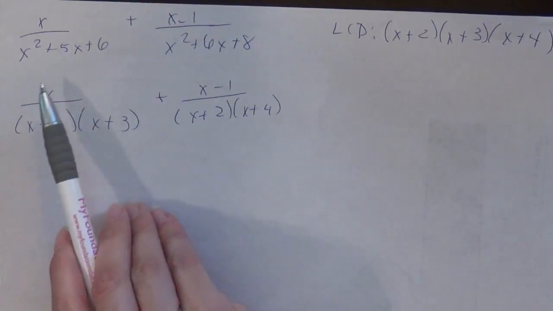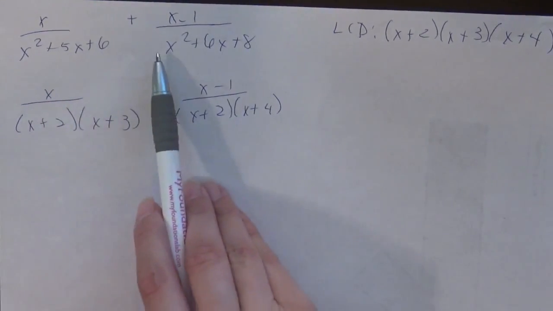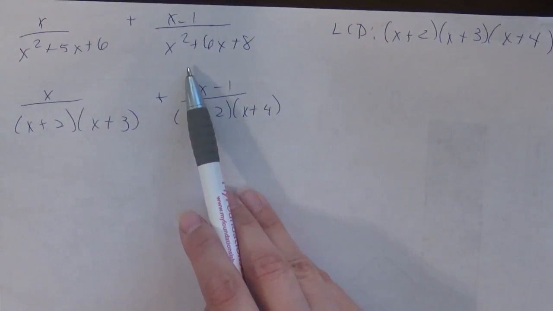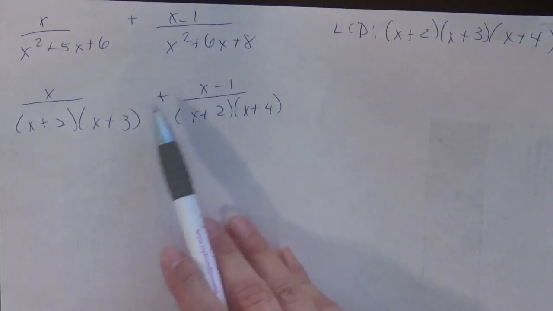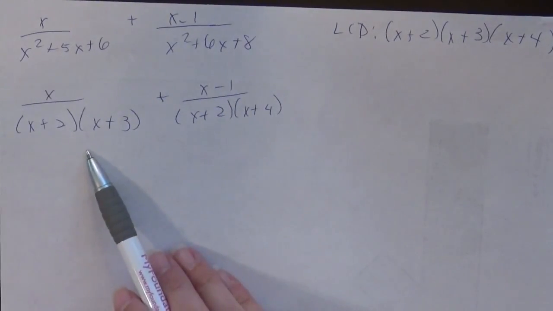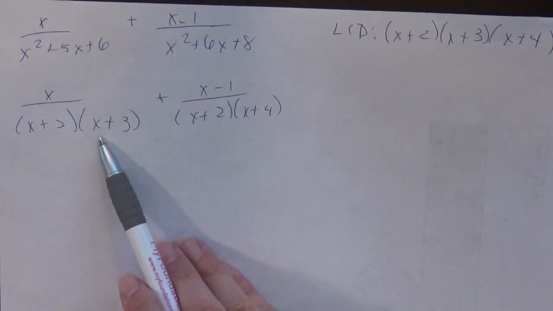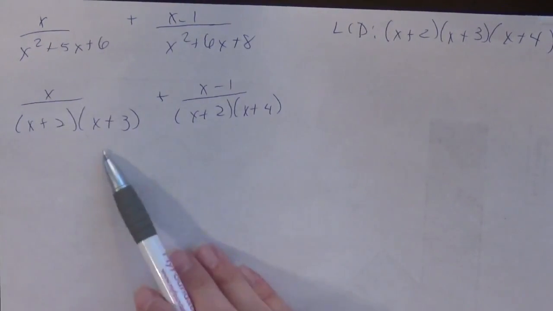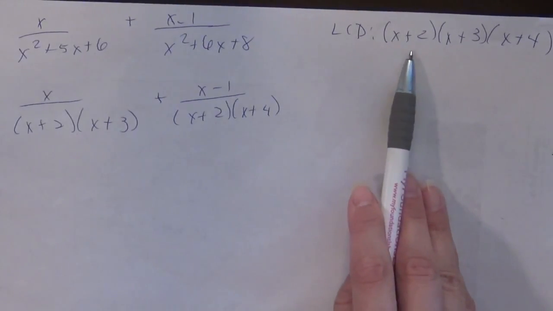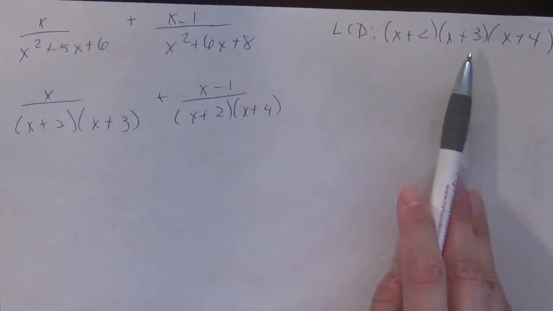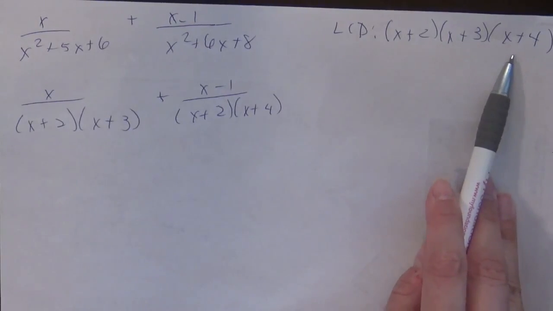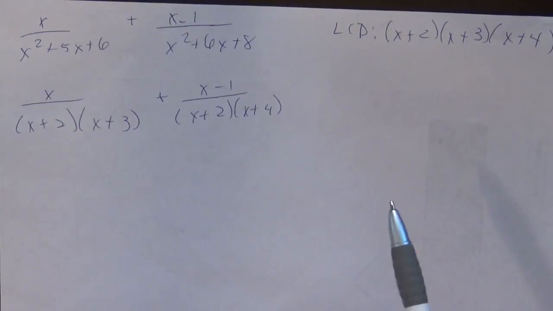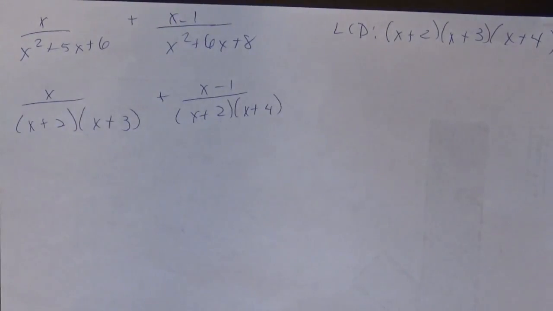And we have x over x squared plus 5x plus 6 plus x minus 1 over x squared plus 6x plus 8. Okay, I factored the denominators, so I've got x plus 2 times x plus 3, and then over here my denominator is x plus 2 times x plus 4. These factors give me an LCD of x plus 2 times x plus 3 times x plus 4. And the question that I got was, once I have the LCD, how do I apply that to my numerators?